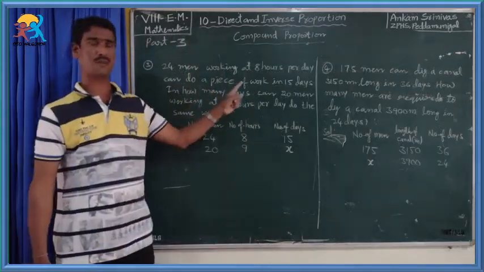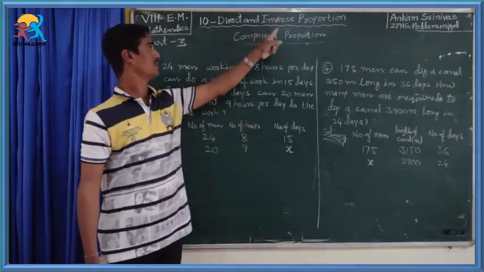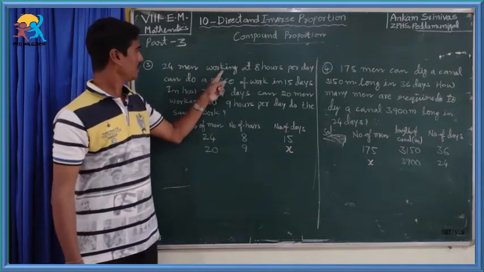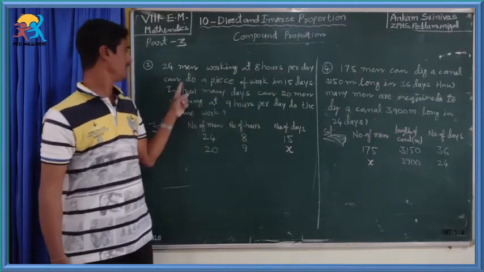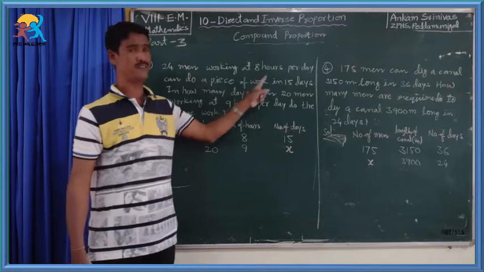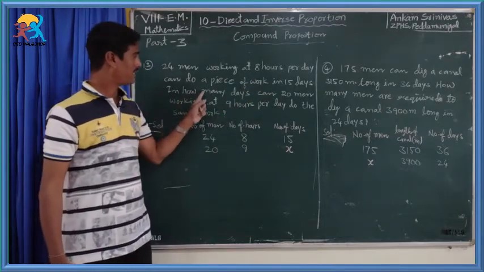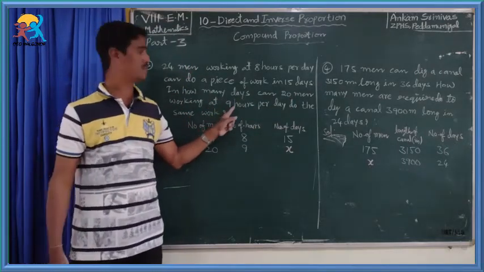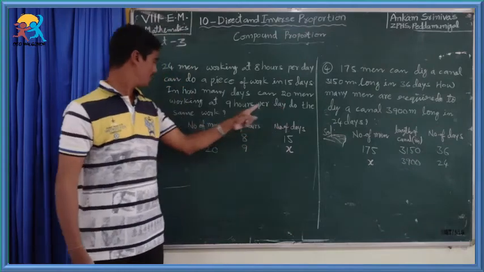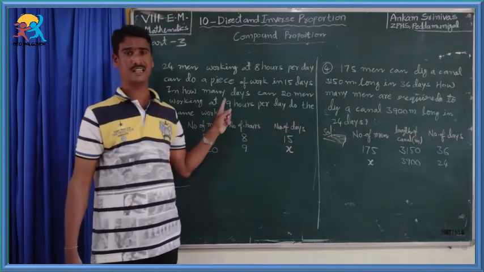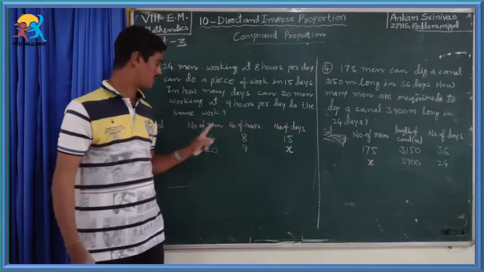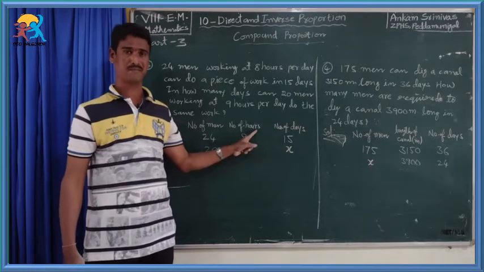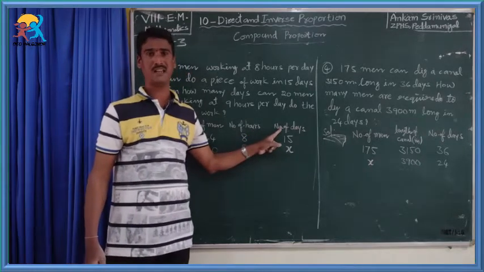Now discuss some more problems. Mixed proportion or compound proportion. 24 men working at 8 hours per day can do a piece of work in 15 days. In how many days can 20 men working at 9 hours per day do the same work? Here we have three quantities. First quantity is the number of men. Second one, number of hours per day. Number of days to complete the work.